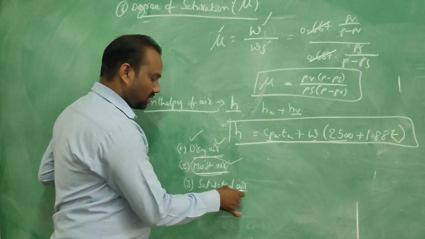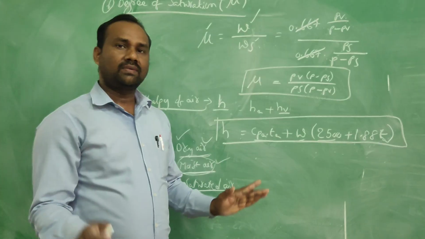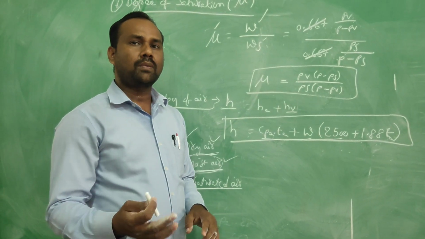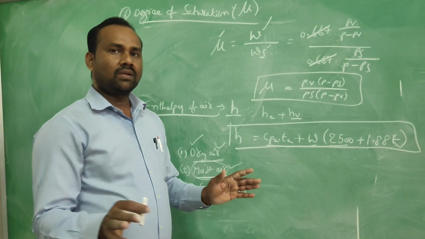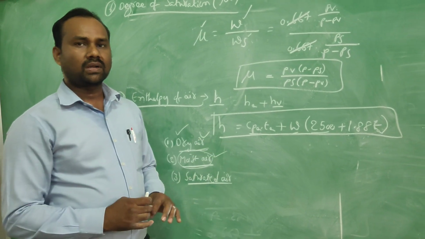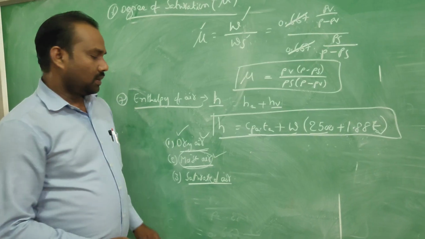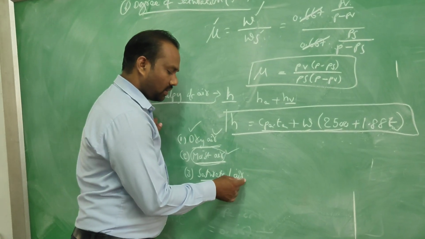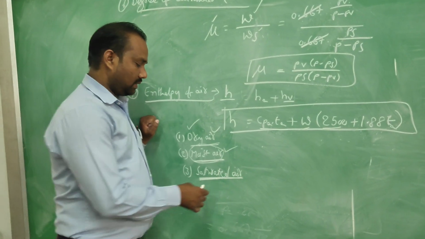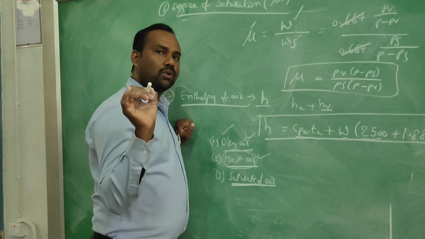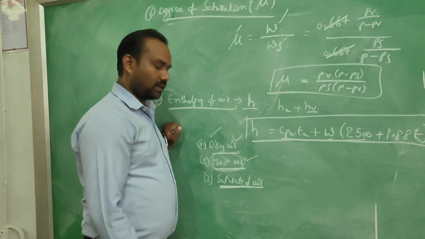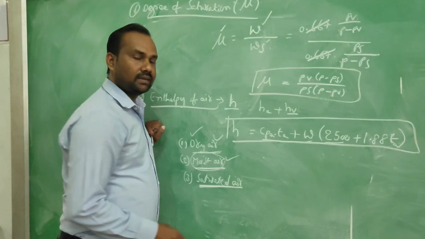Then what is saturated air? It is the condition of air where the air can hold the maximum amount of water vapor. It is called saturated air. So when air accumulates the maximum amount of water vapor, and cannot absorb any more water vapor, it is called saturated air. So saturated air is the condition of air at which air can hold the maximum amount of water vapor, right?